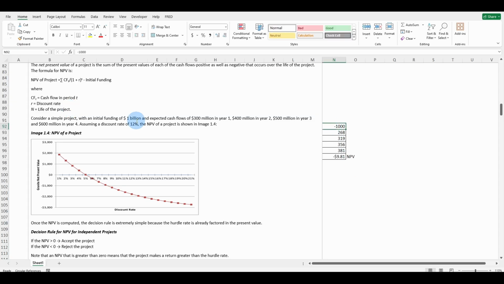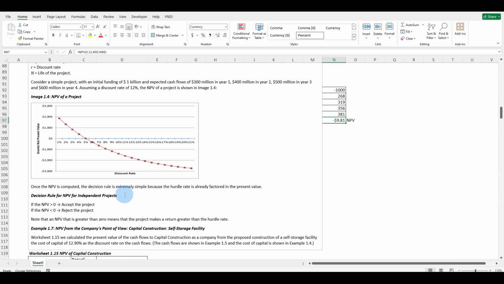Right here, we use these numbers. Consider a project with an initial funding of $1 billion and expected cash flows of $300 million in year 1, et cetera, et cetera. We discount this back. We're going to assume 12%, so we discount the 268 cash flow there, and we have this negative net present value.